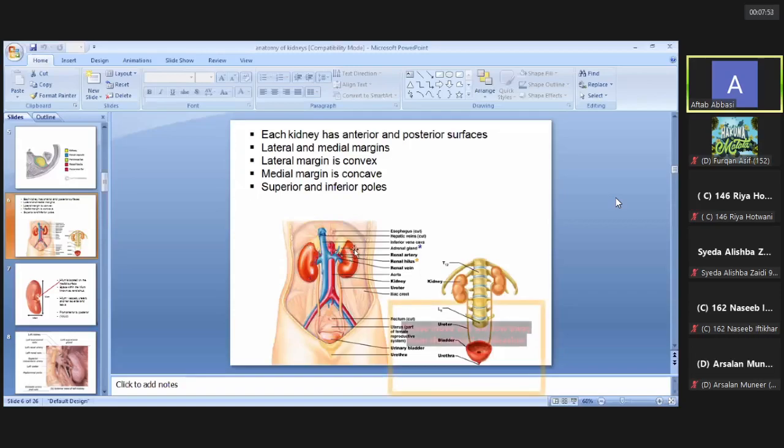The superior pole of each kidney is related to the suprarenal gland, also known as the adrenal gland. So these are the different features of each kidney: 2 surfaces, anterior and posterior, and 2 margins. The lateral margin is convex and the medial margin is concave. On the medial margin, there is the hilum, from where structures enter or leave the organ. And there are 2 poles, the superior pole and inferior pole. On the superior pole, there is the suprarenal gland.